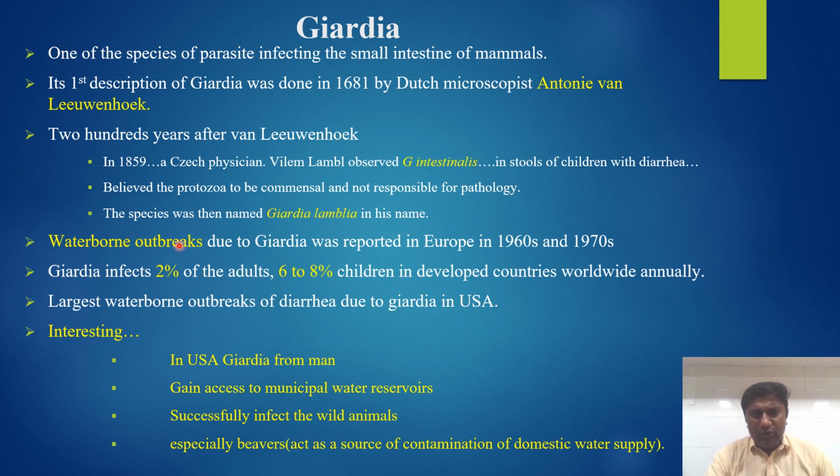Waterborne outbreaks due to Giardia were reported in Europe in the 1960s and 1970s. Giardia infects 2% of adults and 6 to 8% of children in developed countries worldwide annually. The largest waterborne outbreaks of diarrhea due to Giardia occurred in the USA.